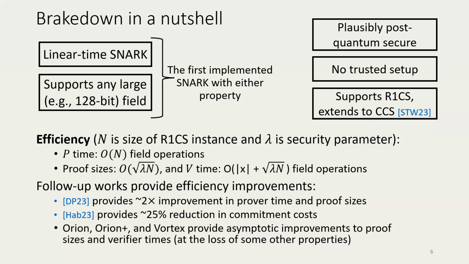Some works also provide asymptotic improvements to proof sizes and verifier times at the loss of some properties. For example, Orion Plus provides orders of magnitude improvement in proof sizes, but it requires a trusted setup and it's also not post-quantum secure.